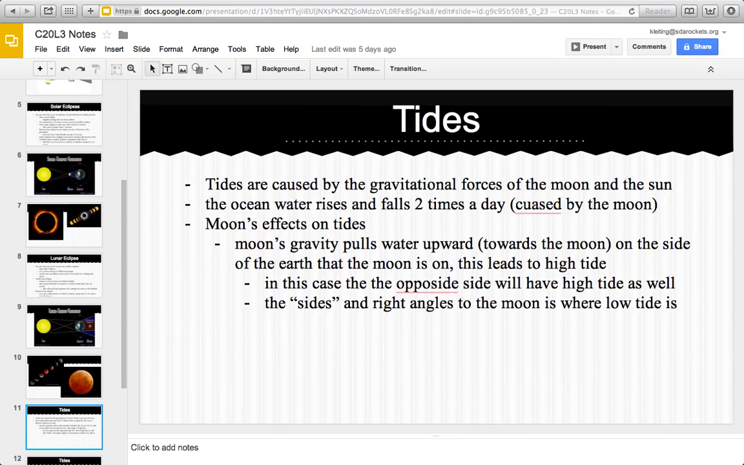Tides are caused by the gravitational forces of the moon and the sun. The ocean water rises and falls 2 times a day. It's caused by the moon. The moon's effect on tides.